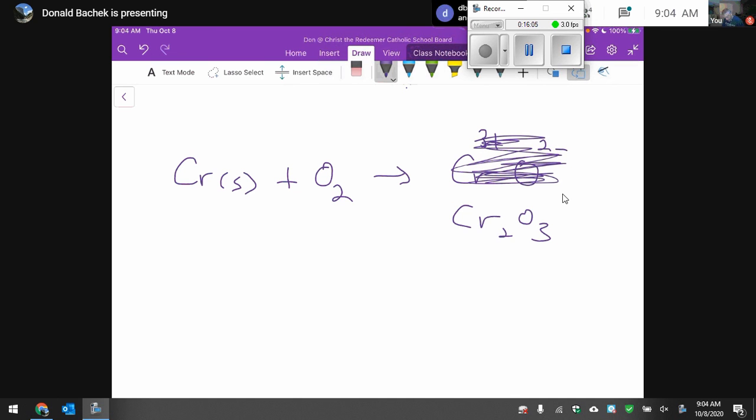Balancing, let's see. Again, I'm probably not going to start with chromium in this case. I'm going to probably start here because I got 3 there and 2 there. So again, little switcheroo thing there, 6 and 6. And then 4 chromiums is what I want to have there. Okay, good. Questions, anyone?